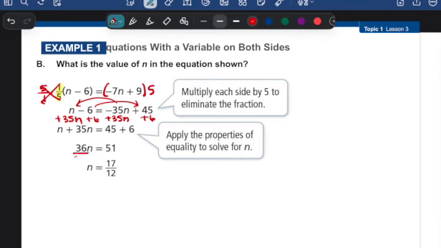Of course, we always divide by the coefficient on both sides. And then we get n equals 17 over 12. Make sure to always simplify or reduce your fractions.